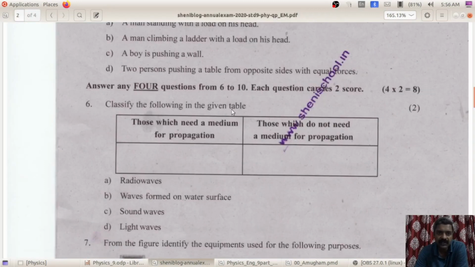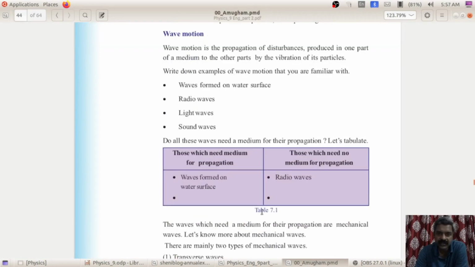Classify the following in the given table. Those which need a medium for propagation, those which do not need a medium for propagation. So here it is table 7.1. Waves formed on water surface and sound waves need a medium for their propagation. But radio waves and light waves need no medium for propagation.